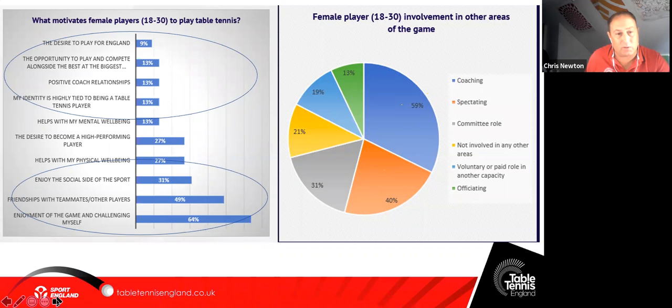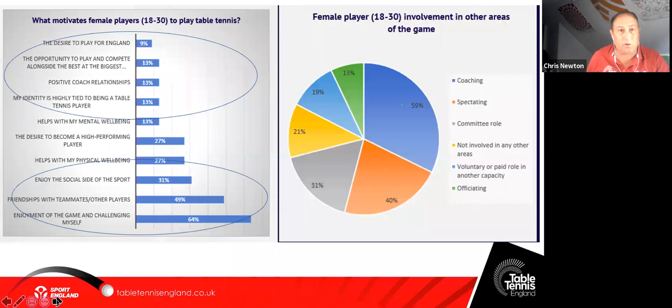Highlighted here at the bottom of the screen, if you look at those motivations for female players, why they play, look at the words: enjoyment, friendship, teammates. They're the reasons they want to be involved. So if you're organising a league and you recognise there's not so many females or girls playing in your league, just think about these words when you're doing any kind of planning. How can you bring those words into that planning?